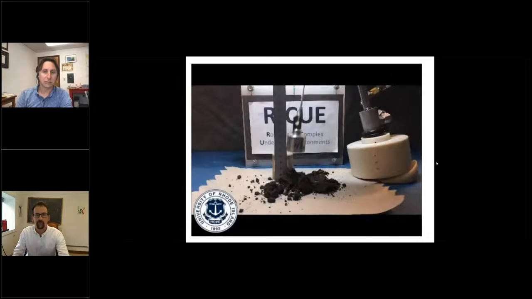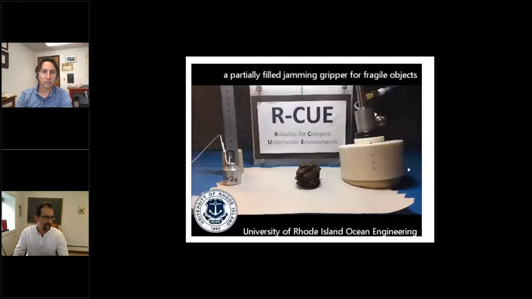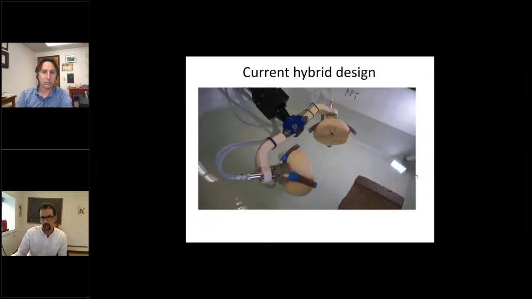So we felt really confident about this. We were very excited about this idea, but we got a number of questions. One of which was, well, what if you wanted to pick something up that isn't sitting on the ground? What if you wanted to pick things up that were sitting on mud and substrates and so forth? So we continued down this path of developing the grippers, but we moved to what we call our hybrid design, where we're not just lowering a gripper.